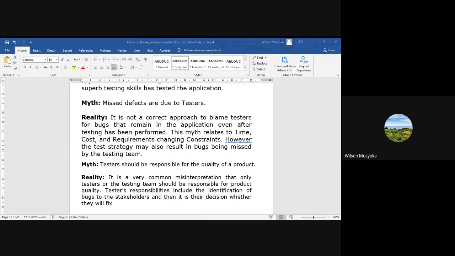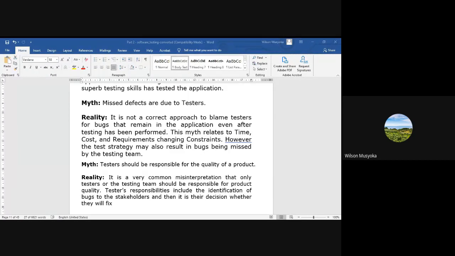Software testers will test the software depending on the requirements which are put across at that moment, depending on the time that they have been given, and depending on the cost constraint of that system. So that is why you cannot blame the testers.